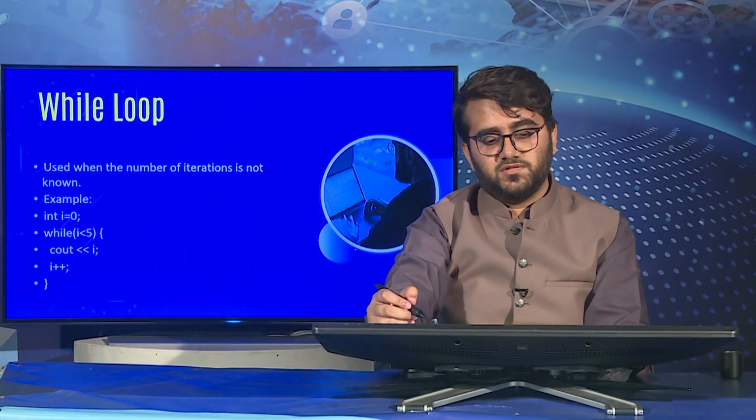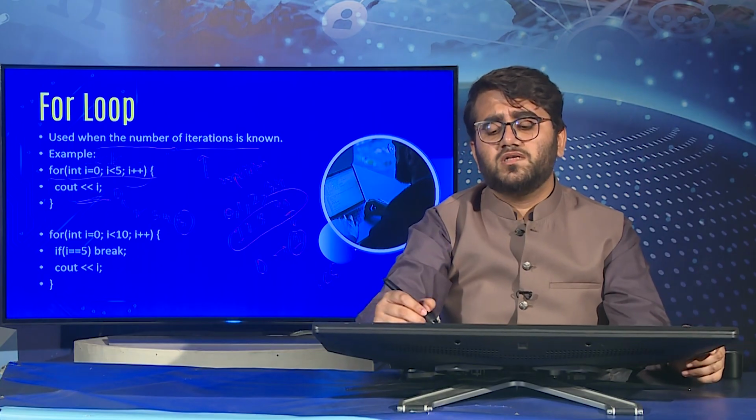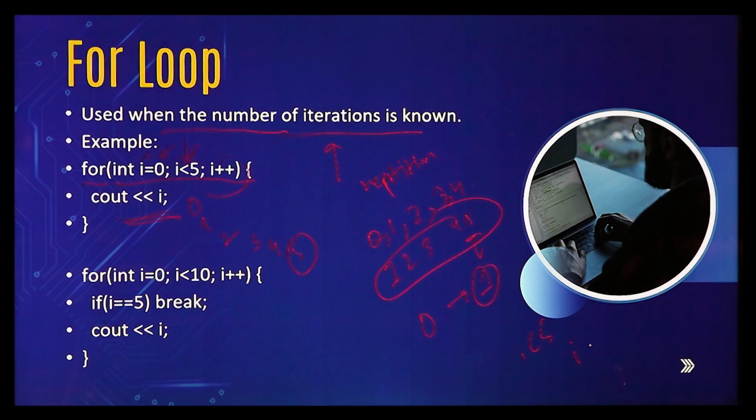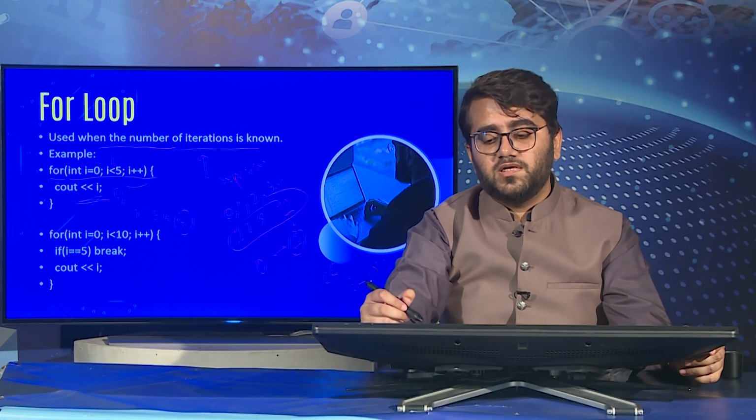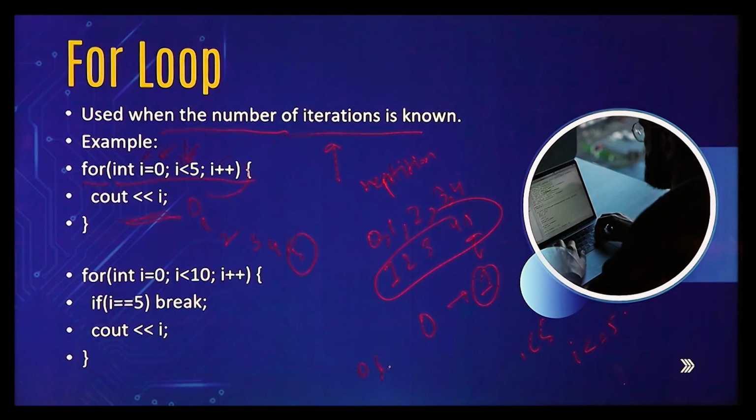However, if we want to change this, then how would we change it? We would write just this. We would add an equality to it. If we add an equality to it, then the loop would repeat how many times? 6 times, because it would go from 0, 1, 2, 3, 4, and 5. And 5 would be printed also.